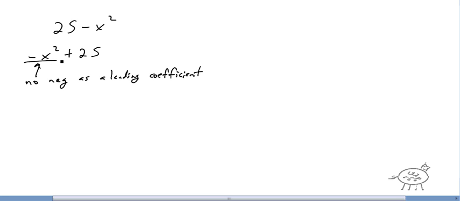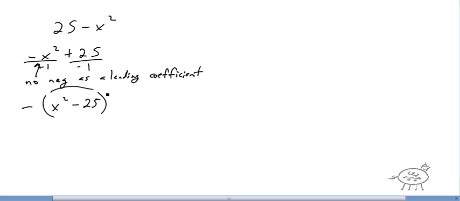So that means I got to factor out a negative 1. So you get negative, and we don't usually put the 1 in there, right? So negative, and negative divided by negative is a positive, so it's x squared. 25 divided by negative 1 is minus 25. So that's factored as far as the greatest common factor.